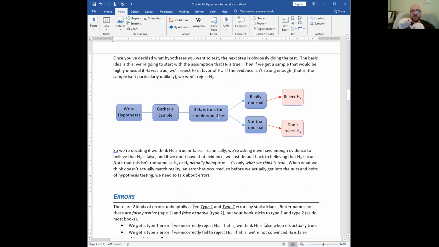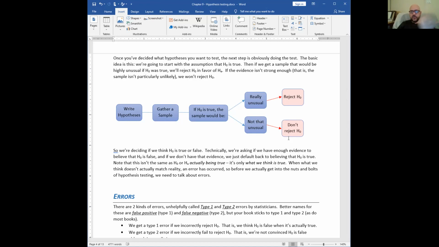We're going to write hypotheses, gather a sample, and then this is the part where we can get errors. If the null hypothesis is true, then the sample would be really unusual. It means we want to reject the null hypothesis, and not that unusual means we don't reject the null hypothesis. Here's the thing. As always, we are working with incomplete information, so sometimes the sample can just be really weird and cause us to reject the null hypothesis when we shouldn't, or not reject the null hypothesis when we should.